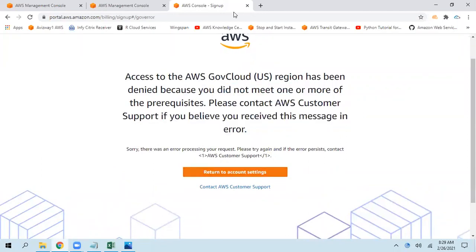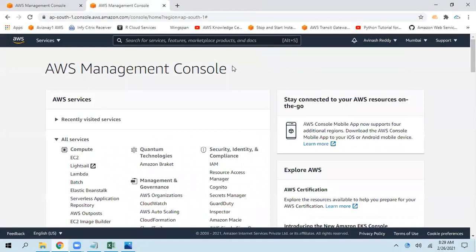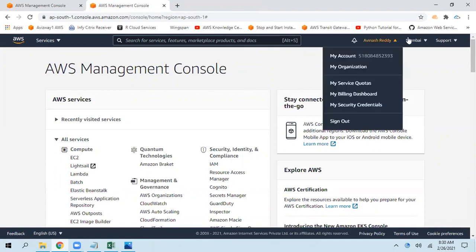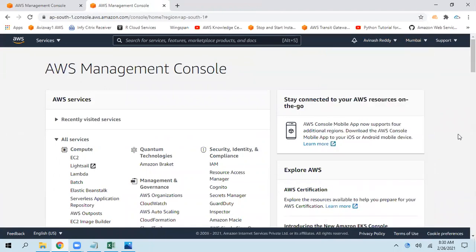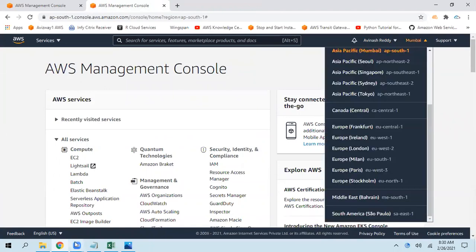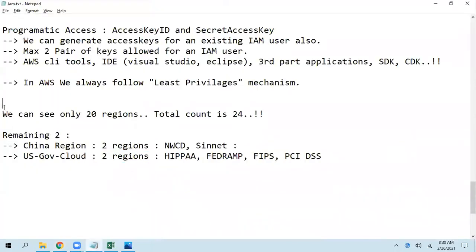Why? Because my account is created in India. The address and everything is in India, and some standards we must also mention. Whenever we contact AWS, then they will allow. Then only you can find all the 24 regions. Otherwise, you can find only 20 regions here. So that is the reason.